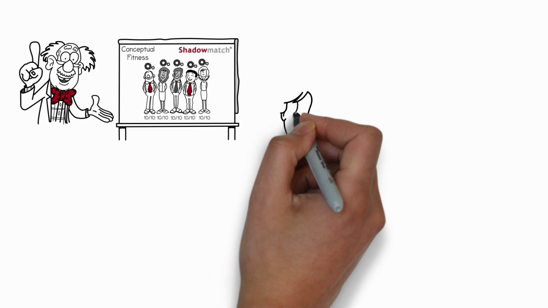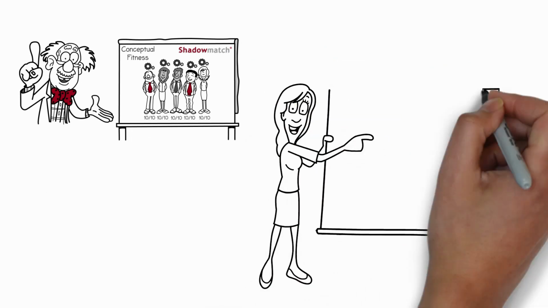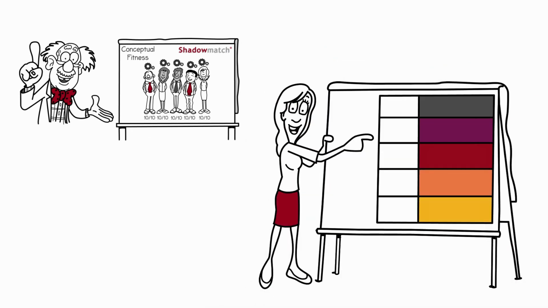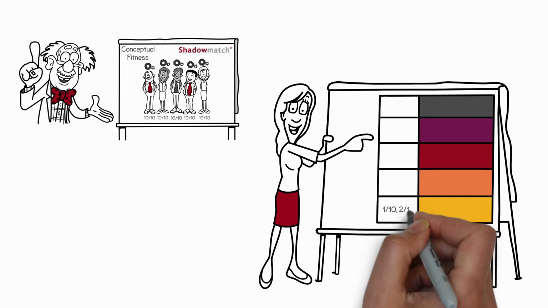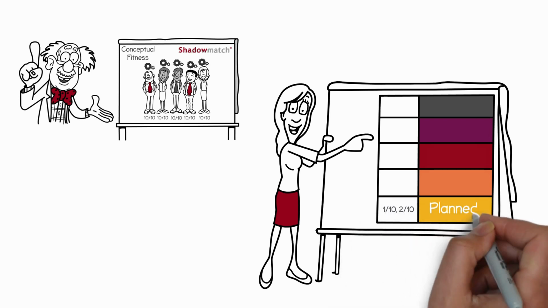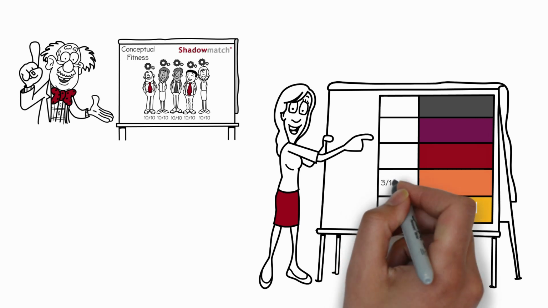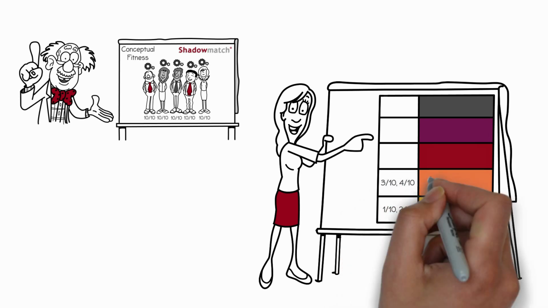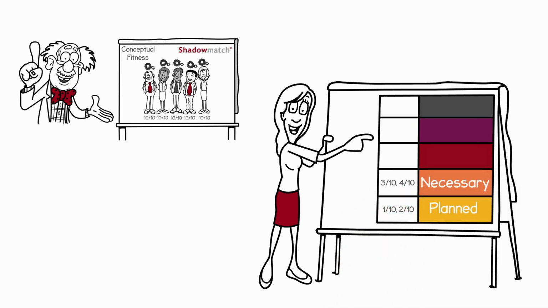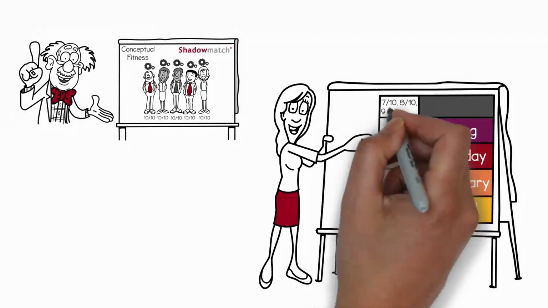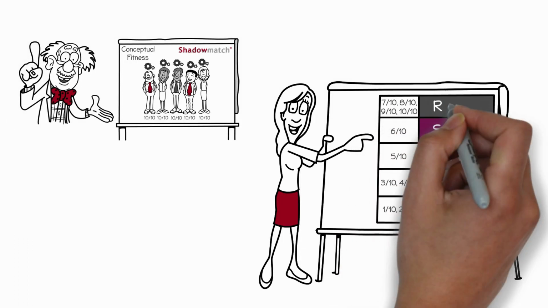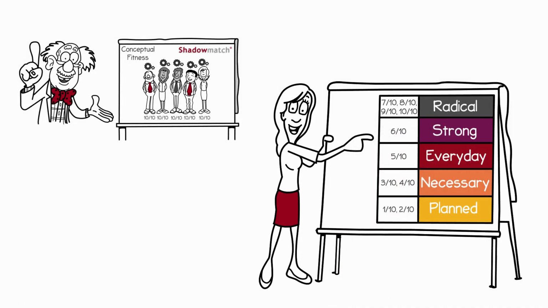The conceptual score can also be interpreted according to the habit categories. Conceptual score of 1 and 2 will indicate a planned fitness level. Conceptual score of 3 and 4 will show a necessary fitness level. Conceptual score of 5 will indicate everyday fitness. Conceptual score of 6 shows a strong fitness level. Conceptual score 7, 8, 9, and 10 indicate a radical conceptual fitness.